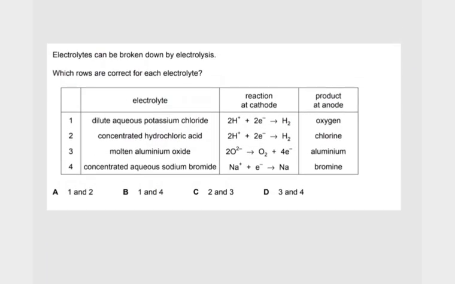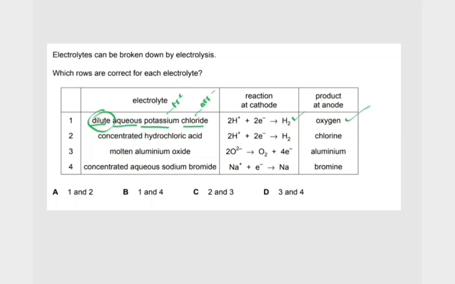Electrolytes can be broken down by electrolysis. Which rows are correct for each electrolyte? You have aqueous potassium chloride, which is aqueous and dilute, so you will never get potassium, it's always the H+, and instead of chloride you have to think about OH- because it's dilute. So at the cathode you're going to get hydrogen, at the anode you're going to get oxygen.